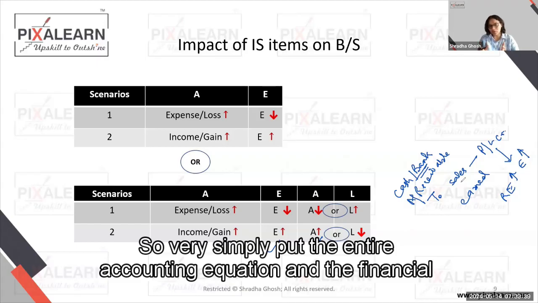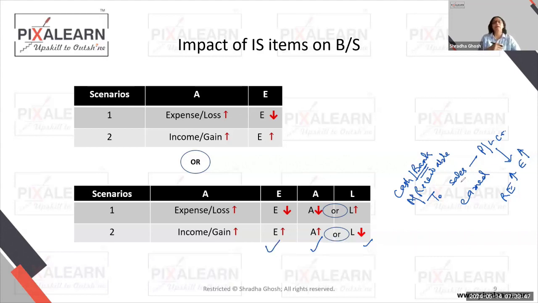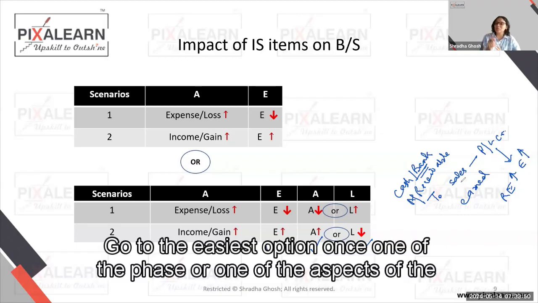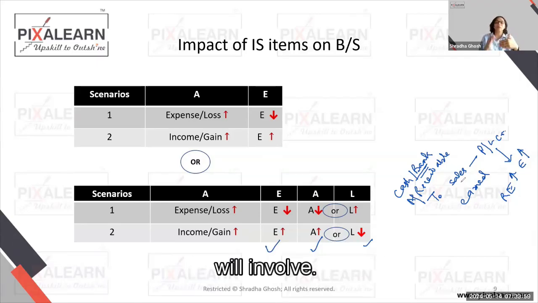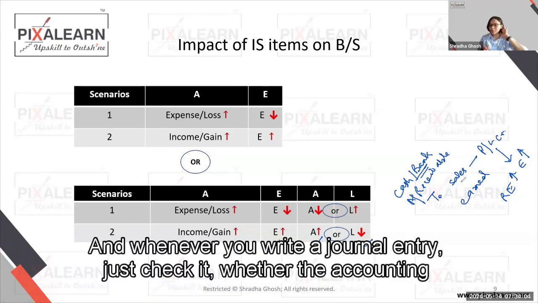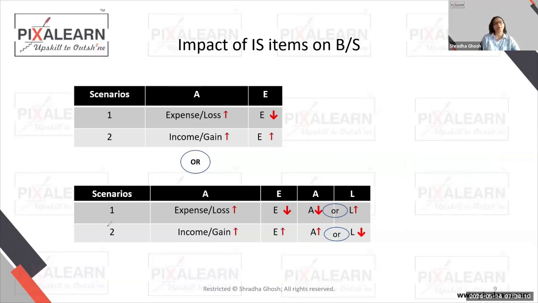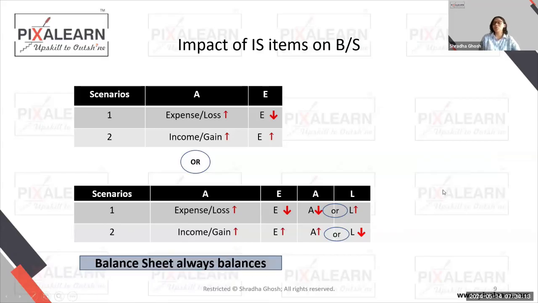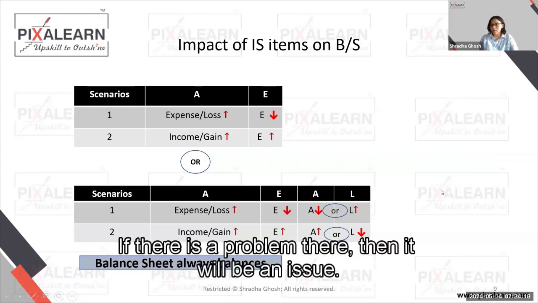So very simply put, the entire accounting equation and the financial statement approach would always help in drafting your journal entries. And every time you feel that you're fumbling, go to the easiest option. One of the aspects of the journal entry will be easy, whether it involves cash in or out. If you know one aspect, just think about the other slowly. And whenever you write a journal entry, just check whether the accounting equation is holding true or not. So every time, A is equal to E plus L should tally. If there is a problem there, then it will be an issue.